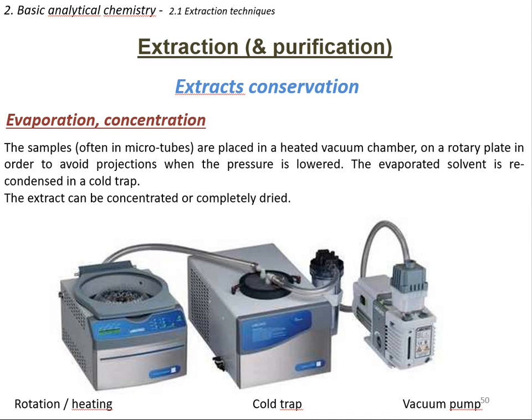Another very widespread technique is the speed vac system, where the samples, in small amounts, are in microtubes, and they are placed in a heated vacuum chamber on a rotary plate in order to avoid projection when the pressure is lowered. Then a pump is removing the air and lowering the pressure. This will increase the vapor phase transition, and the evaporated solvent is recondensed in a cold trap that is between the pump and the rotation system. So the extract can be concentrated or completely dried.